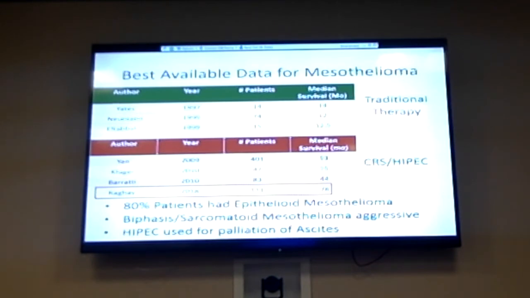And you can see the best available data for mesothelioma with just traditional therapy is not so good. And then with CRS and HIPEC, it's better. It's pretty good. There is an overrepresentation here of some of the more favorable subtypes. So just to tell you that, this is our data right here. So for the 78 months, that's epithelioid for all comers with epithelioid, some with papillary, etc. was 201 months.